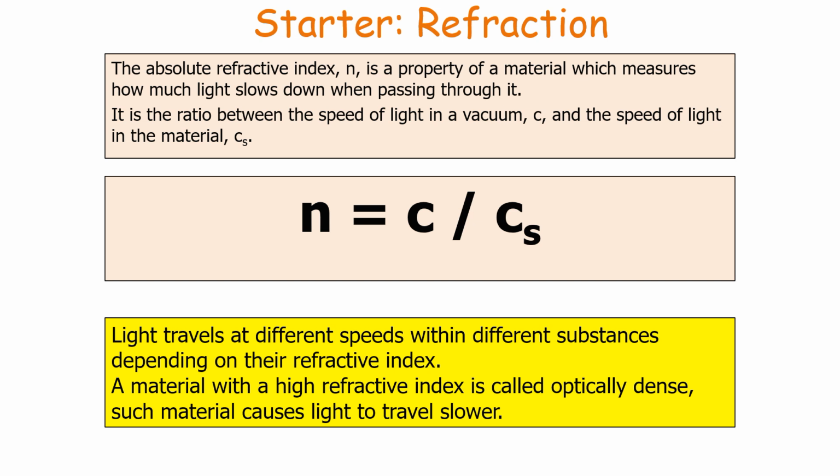So therefore a material with a high refractive index is called optically dense, and such material can cause the light to travel a lot slower.